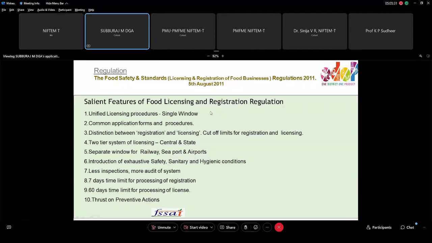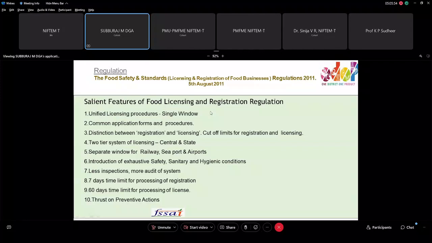There is a very clear distinction between registration and licensing. Registration is for small businesses, those doing a very small business, a startup, with a business of less than 12 lakhs. Then you have to go for registration. A very simple procedure, just 100 rupees. If your business is more than 12 lakhs, then you have to apply for licensing.